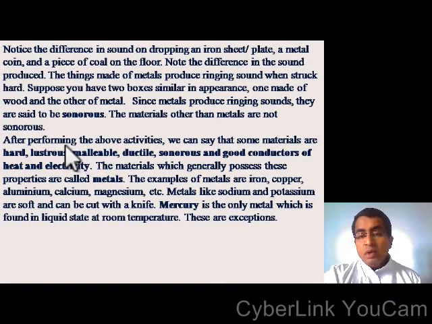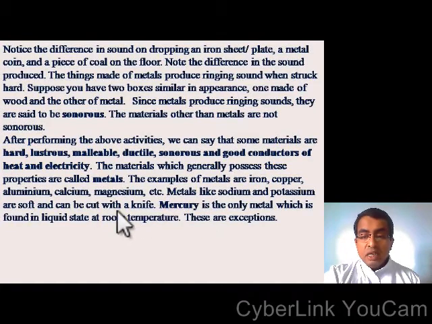So after performing all these activities, we can say that some materials are hard, lustrous, malleable, ductile, sonorous, good conductors of heat and electricity. So these are metals. The materials which generally possess these properties are called metals. The examples of metals are iron, copper, aluminium, calcium, magnesium, etc.